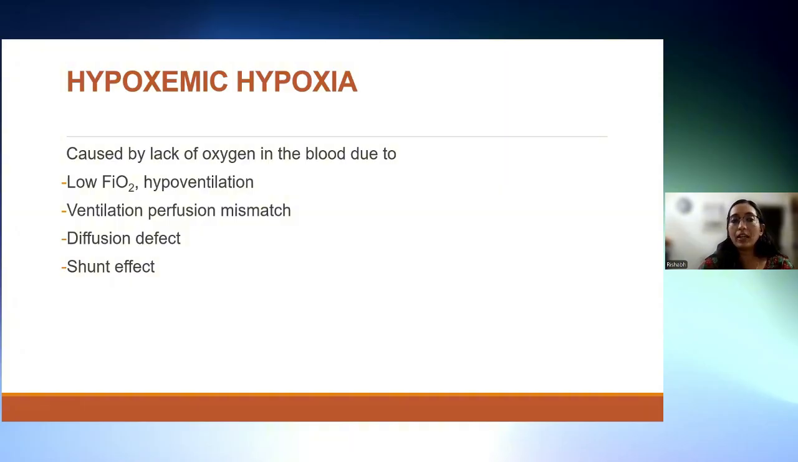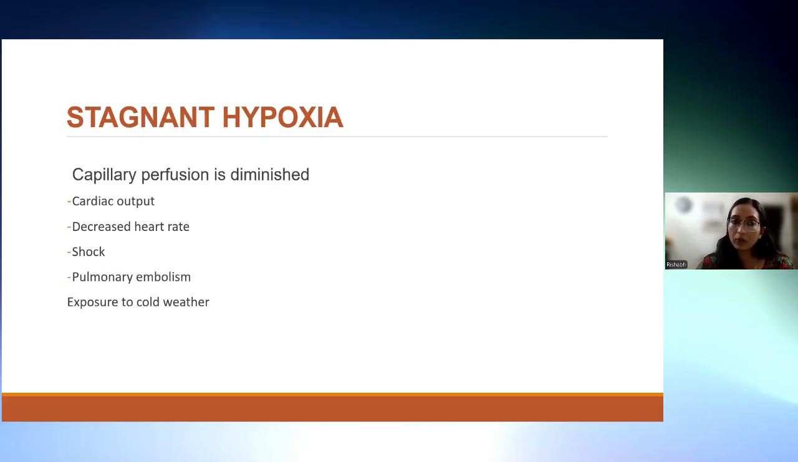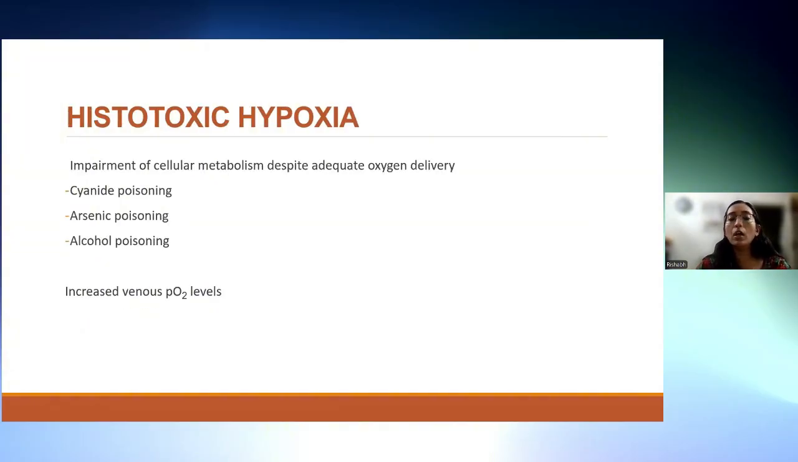Hypoxia can be hypoxemic hypoxia, caused by lack of oxygen in the blood. It may be just because of a low FiO2 or hypoventilation. There could be a ventilation perfusion defect or diffusion defect. Anemic hypoxia, on the other hand, is because of decreased hemoglobin level. It could be because of excessive blood loss, methemoglobinemia, or iron deficiencies. Stagnant hypoxia is because of diminished capillary perfusion, as in the case of decreased cardiac output, decreased heart rate, or shock. Histotoxic hypoxia is when there is impairment of cellular metabolism despite adequate oxygen delivery, like in the case of cyanide poisoning or arsenic poisoning.